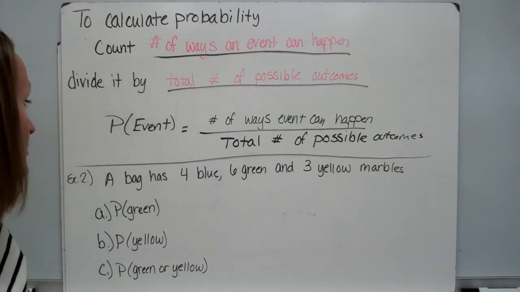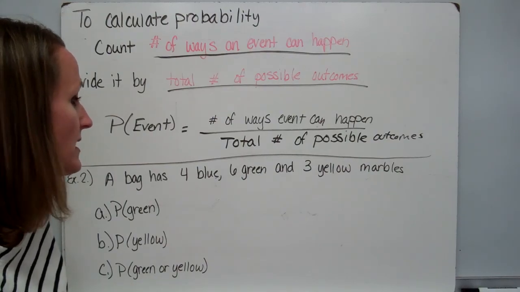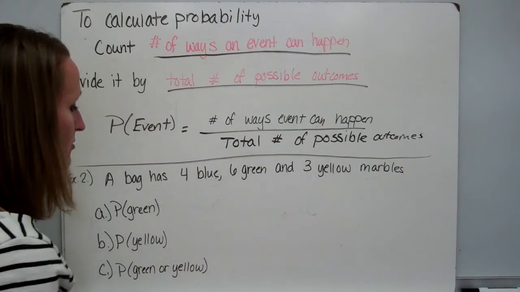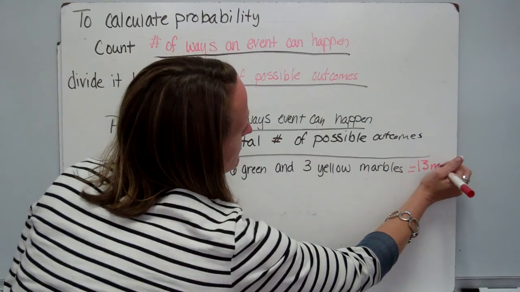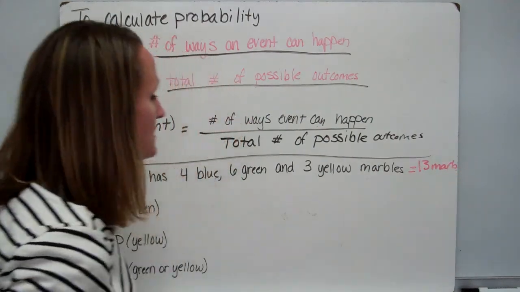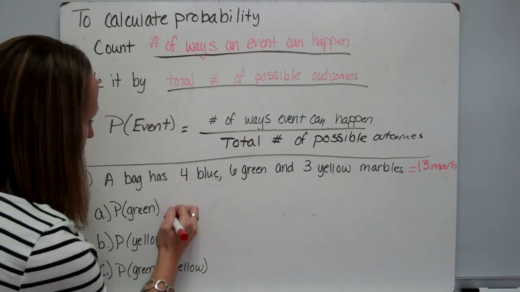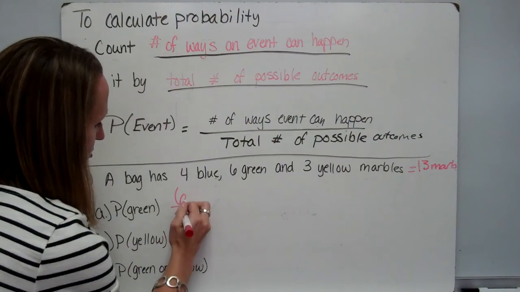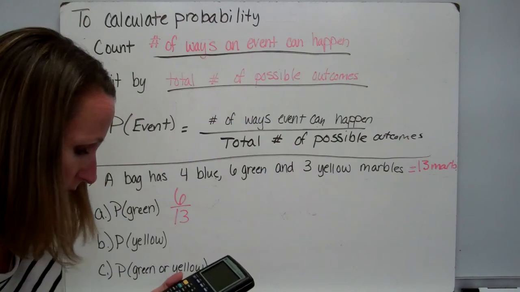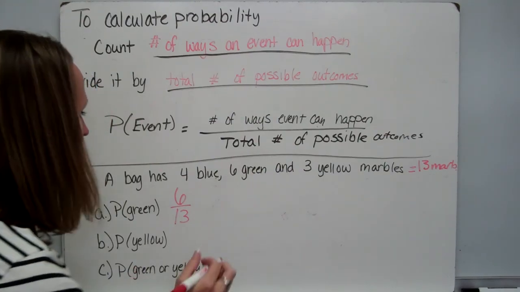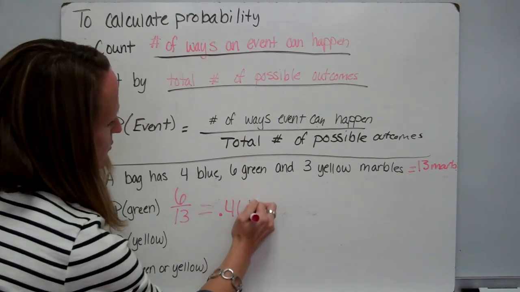So let's look at some probabilities. If a bag has 4 blue marbles, 6 green, and 3 yellow marbles, we want to figure out these probabilities. First you've got a total of the marbles: 13 marbles. For green, we've got 6 green marbles, so we have a 6 out of 13 chance of drawing a green marble. Remember, it has to be a number between 0 and 1, so we do 6 divided by 13. We find out the probability of picking a green marble is 0.461.